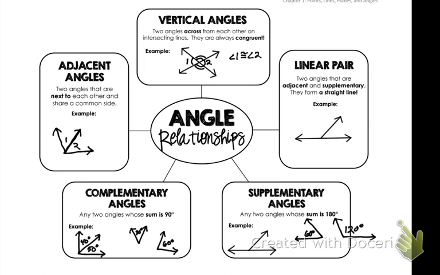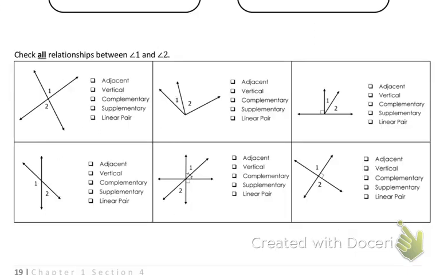Okay? All right. Let's push through. Let's real quick look at these. What kind of angles are these? Vertical. What about these two? Are they adjacent? Are they glued to each other? Yep. Are they vertical? No. Complementary? No. Supplementary? No. Linear pair? No.